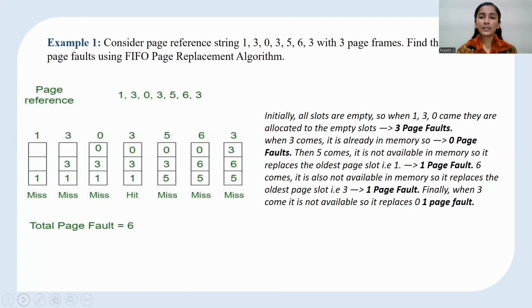When 3 comes, it is already in memory. So 0 page faults. Then 5 comes, it is not available in memory. So it replaces the oldest page slot, that is 1, page fault. 6 comes, it is also not available in memory. So it replaces the oldest page slot, that is 3, 1 page fault. Finally, when 3 comes, it is not available, so it replaces 0, 1 page fault. So we have 6 page faults in total.